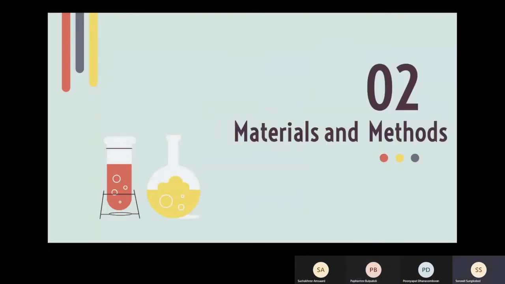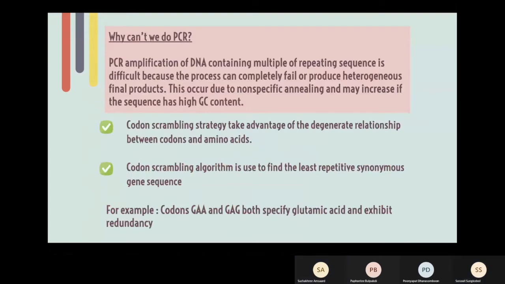For the materials and methods. For the material methods, we can't do the PCR because DNA containing multiple repeating sequences is difficult and can completely fail or produce a heterogeneous final product in the annealing process. As a result, we use the codon scrambling strategies to take advantage of the degenerate relationship between codons and amino acid.